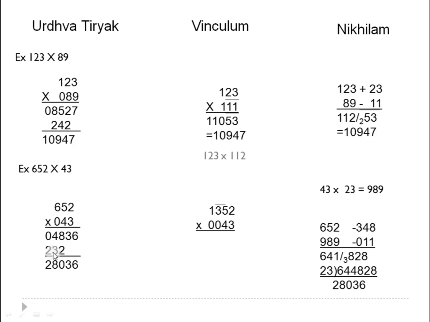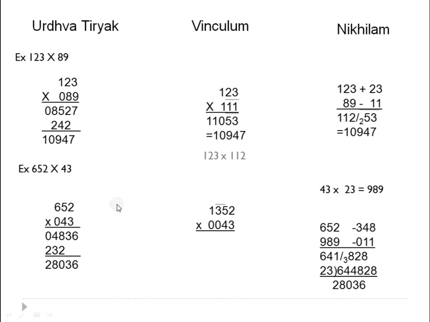Adding all these three sums gives us 38. So we'll keep the units digit here. We'll carry 3. 5 into 3, 15 plus 4 into 2, 8. Sum gives us 23. So 2 and 3 and 2 3s are 6. So adding them gives us 28036.